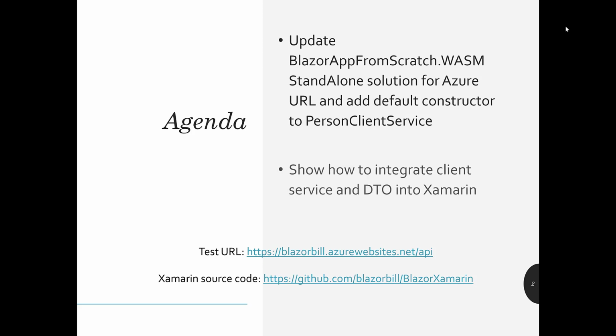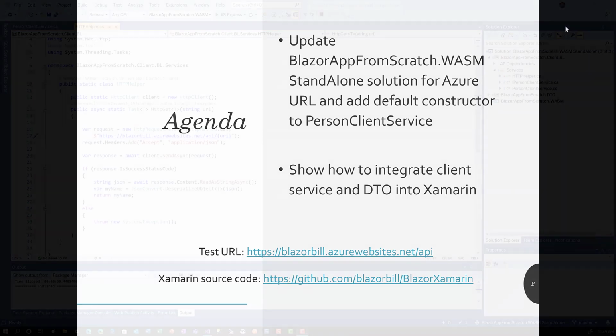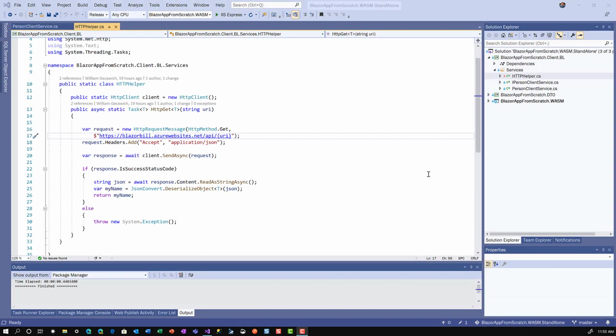The next step will be to show how to integrate the client service and DTO into Xamarin. And then we'll run it and we'll see both an Android application and an iOS application that looks similar to, or at least displays the same data that we displayed in the Blazor app from scratch application. So let's get started. Okay, here we are back in Visual Studio 2019.